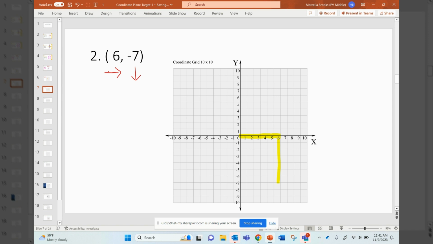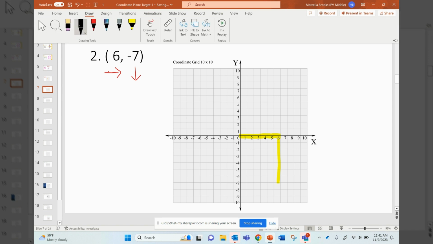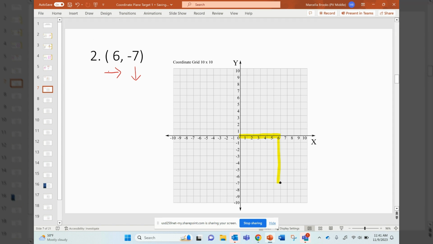Right there. Okay, so if you're not sure, these numbers don't exactly line up. So 1, 2, 3, 4, 5, 6, and then we go down 7. 1, 2, 3, 4, 5, 6, 7. So I did it right.